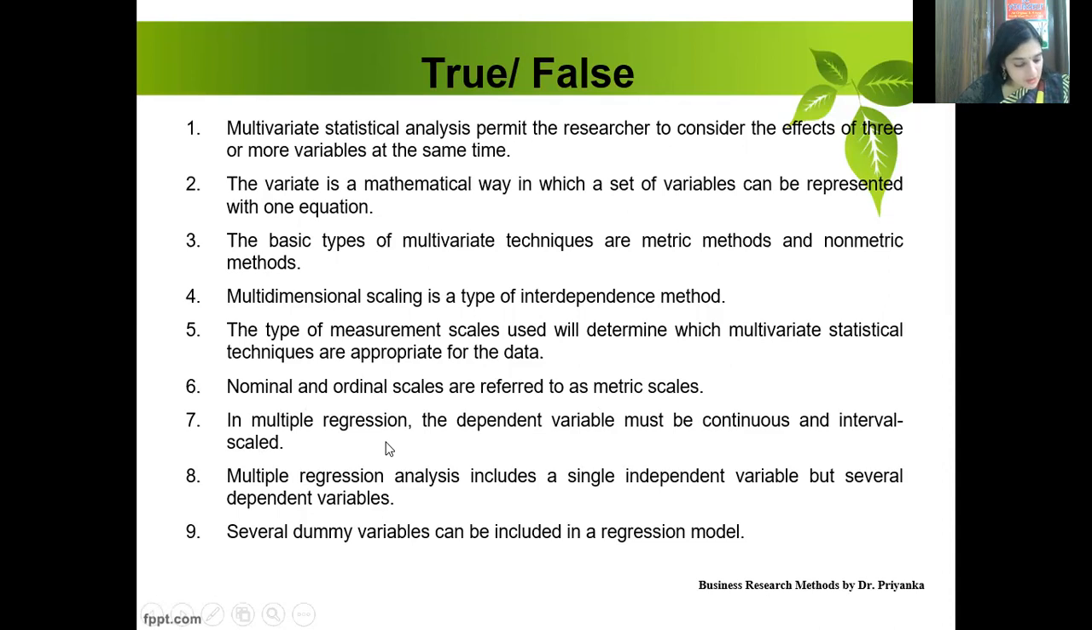Seventh, in multiple regression, the dependent variable must be continuous and interval scaled. Yes, in multiple regression, this is the first and foremost condition, that your dependent variable must be continuous and interval scaled. So it is true. Eighth, multiple regression analysis includes a single independent variable but several dependent variables. Is it? It's actually the opposite. Multiple regression analysis includes a single dependent and more than one independent variable, right? So it is false. Ninth, several dummy variables can be included in a regression model. Yes, you can include as many dummy variables in a regression model. So it is true.